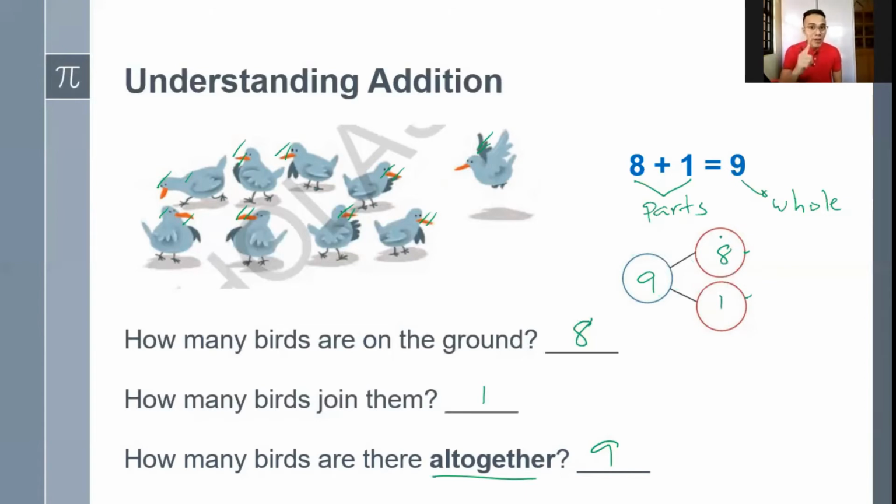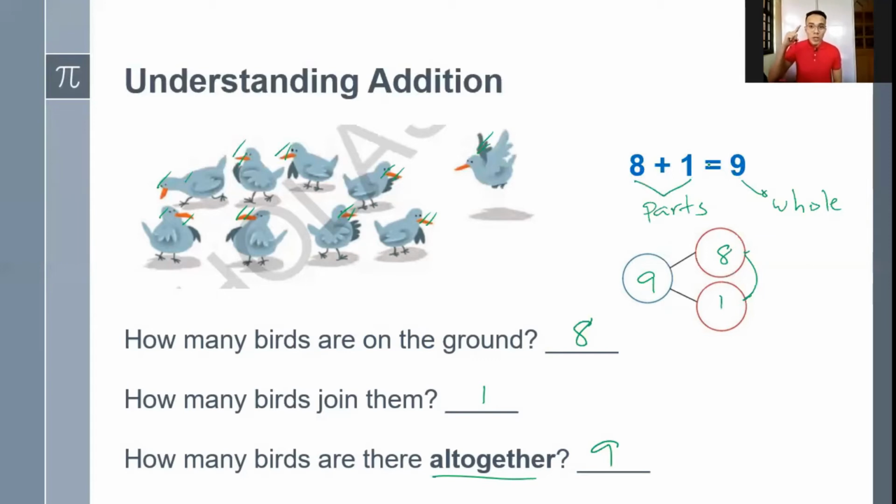And there's another thing that you have to remember in number bond. We are going to put the parts together. We're going to put these parts together in order to get the whole. And remember, look at this. 8 plus 1 equals 9.